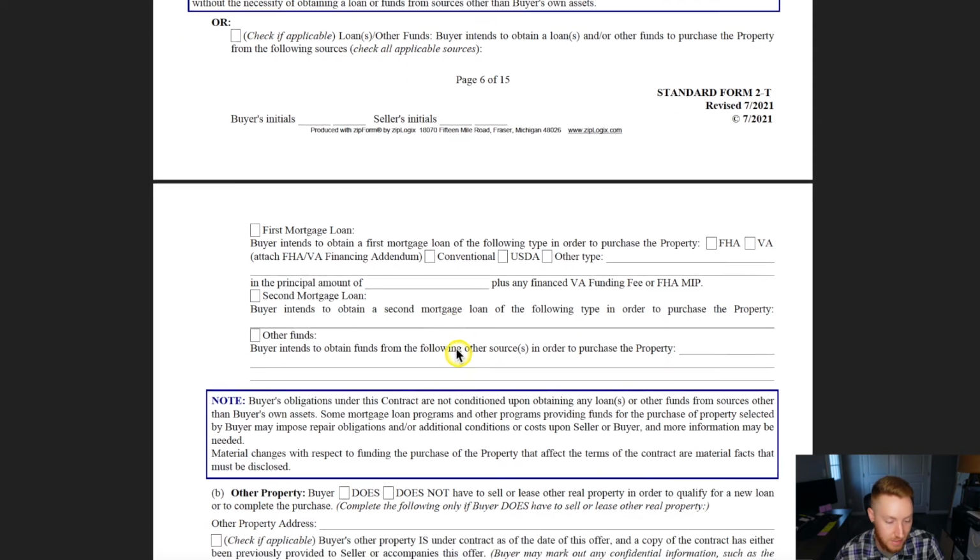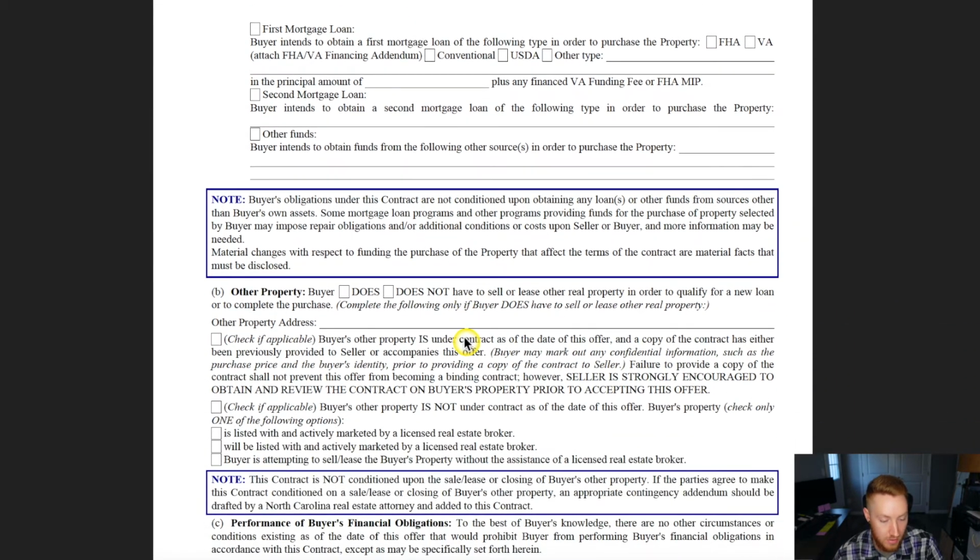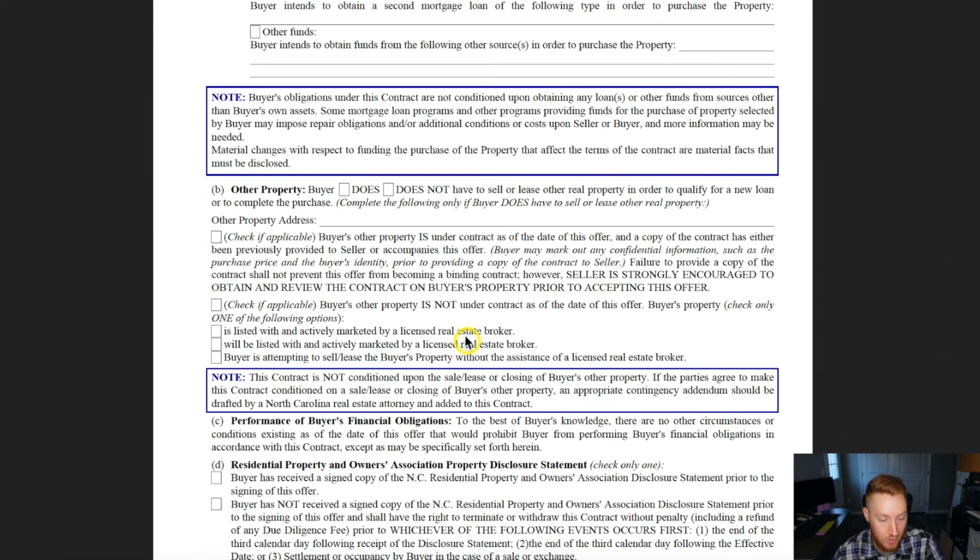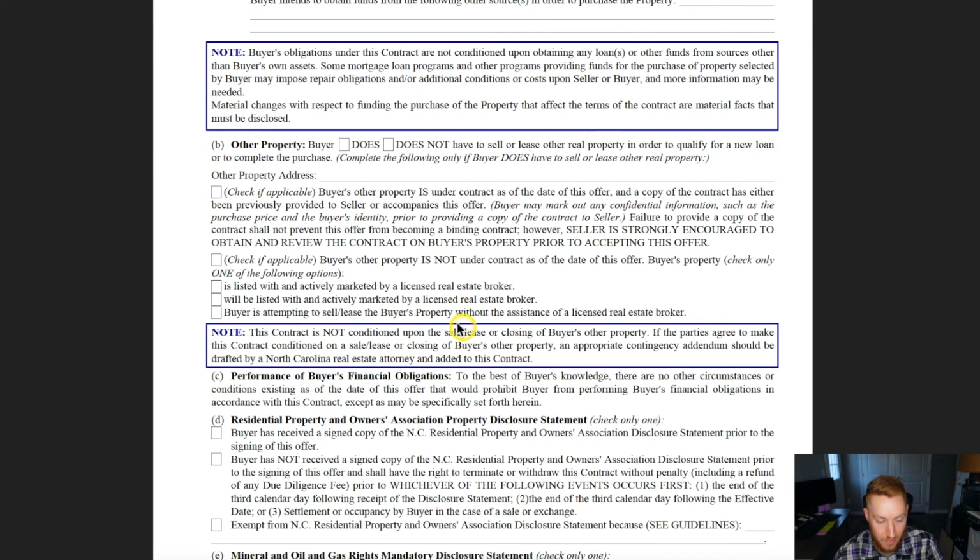If you have any sort of contingencies as it relates to selling or leasing other properties, you'll put that here, but there is a no sale contingency in the state of North Carolina. This is more of a disclosure just to the seller, so know that as you move forward.